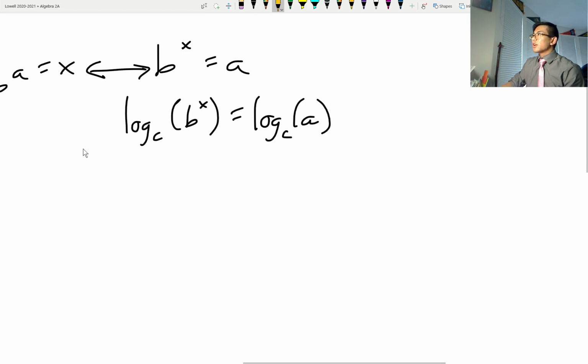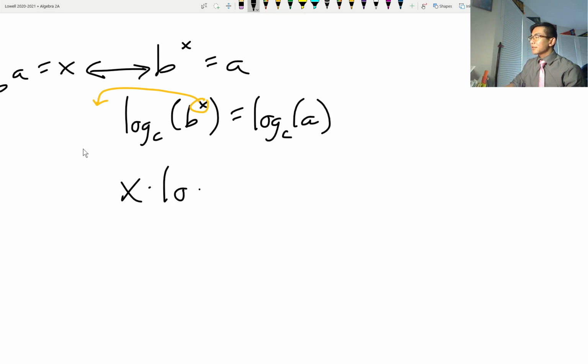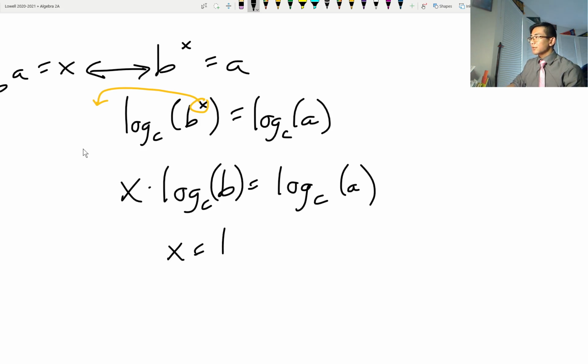Now what we can do is, with our logarithm of a power property, is that I can take this exponent inside the argument, that's important, it has to be inside the argument, and bring it to the front. In a sense, you're kind of factoring it out. And so what this says is then that x times log base c of b is equal to log base c of a. And now we can just solve for x. And you get x is equal to log base c of a divided by log base c of b.